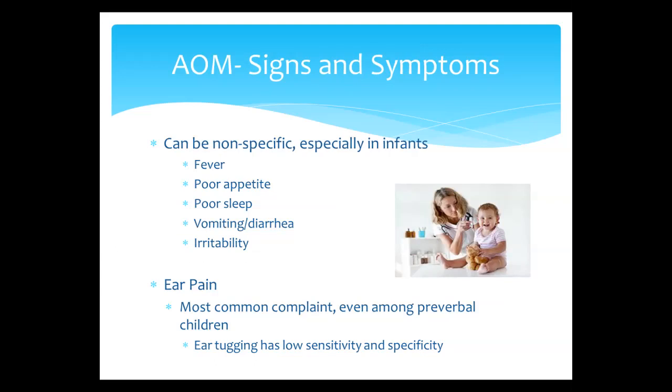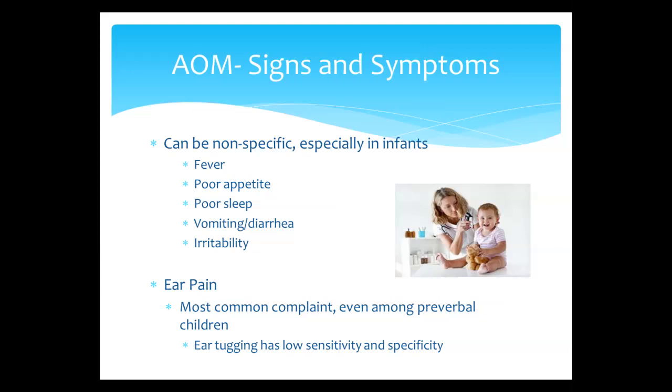Signs and symptoms, these are usually nonspecific, especially in infants. So we get these general, I don't feel good kind of symptoms. Fever, poor appetite, poor sleep, vomiting and diarrhea, and irritability. And you can see these symptoms if the child has a sore throat, if they have pneumonia, if they have a urine infection. It all comes around the same nonspecific signs and symptoms.